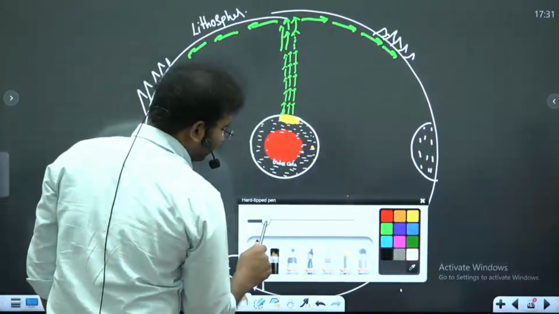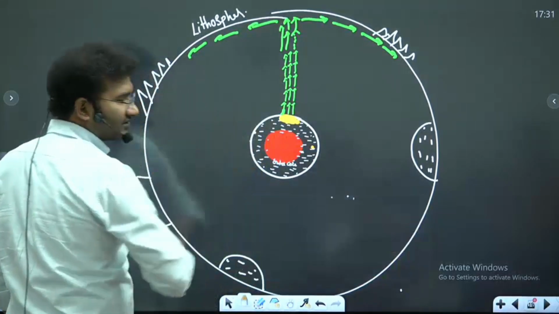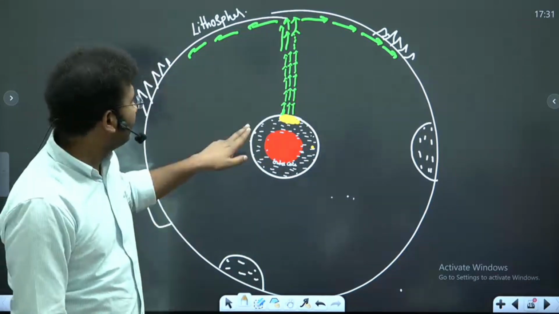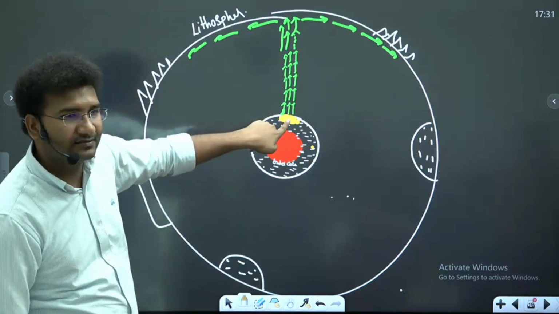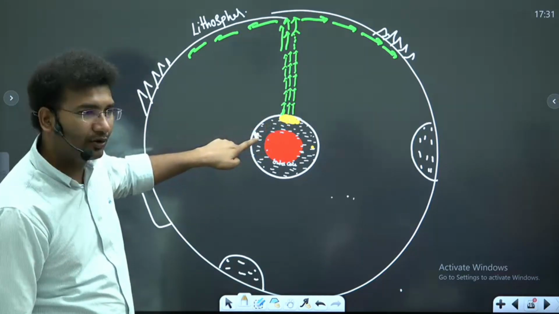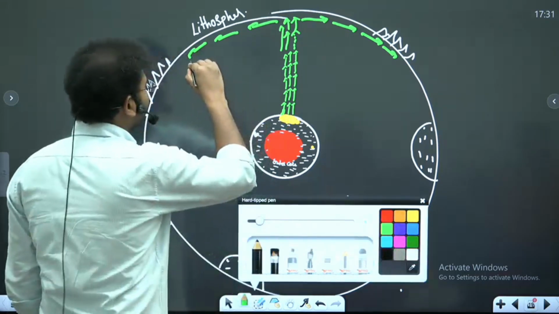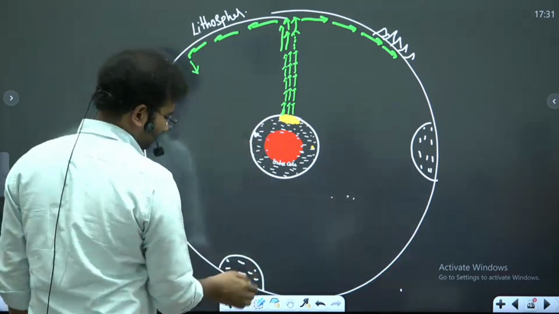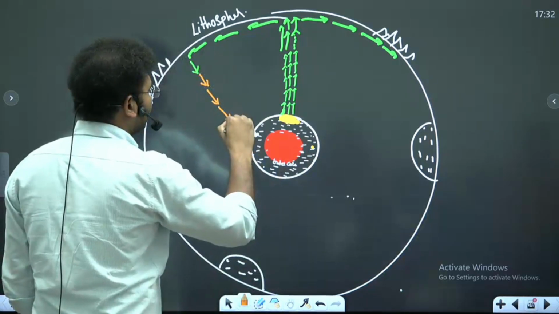Now, where does this sinking happen? The sinking happens at a place where the temperature is less. For example, the temperature is very low at this particular place as compared to this. Right? The yellow dots are radioactive material, and here you do not have any radioactive material. So, from here on, you will see the sinking limb.